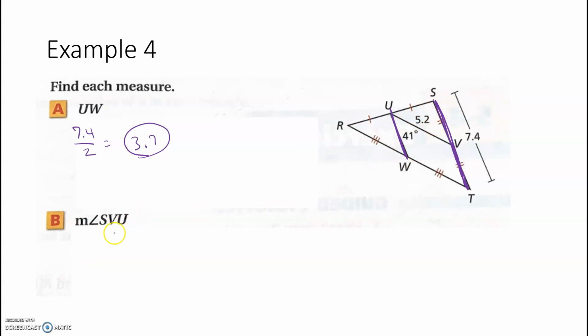The next one says SVU. Now, I'm going to go ahead and leave these nice and highlighted for us. So I'm going to extend this out. Remember, these are parallel lines cut by a transversal. Alternate interior angles are equal. So angle SVU is 41 degrees, because they were alternate interior angles. I mean, you do really have to highlight and draw those pictures out and see them.